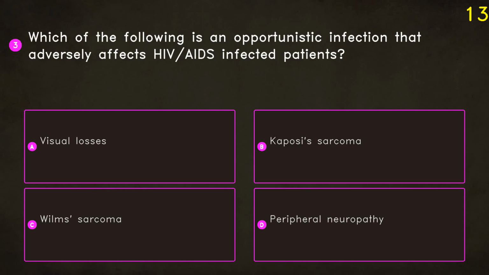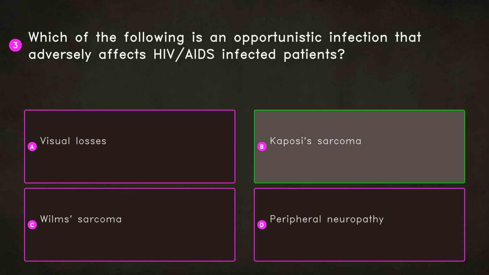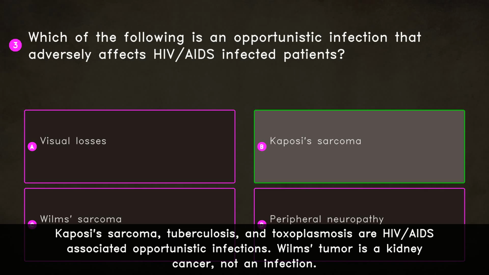Question 3. Which of the following is an opportunistic infection that adversely affects HIV/AIDS infected patients? A. Visual losses. B. Kaposi's sarcoma. C. Wilms sarcoma. D. Peripheral neuropathy. The correct answer is Kaposi's sarcoma. Kaposi's sarcoma, tuberculosis, and toxoplasmosis are HIV/AIDS associated opportunistic infections. Wilms tumor is a kidney cancer, not an infection.